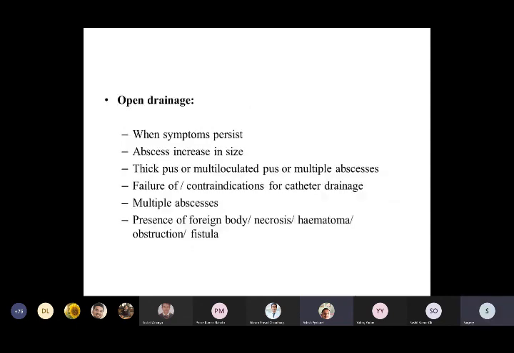Another modality is open drainage. Open drainage is usually done when the symptoms persist beyond antibiotics or percutaneous drainage, or the abscess increases in size, or the pus is thick or multilocated, which cannot be drained by percutaneous drainage, or there is failure or contraindication for catheter drainage. Open drainage is also needed when there are multiple abscesses and the presence of foreign body, necrosis, hematoma, obstruction, or fistula.